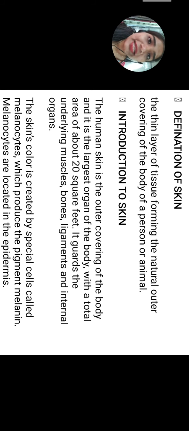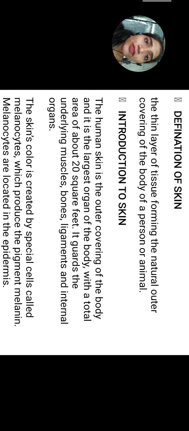Then we are going to learn something about melanin right now. So what is melanin? Melanin is the color pigment of the skin. Melanin is produced by the cells known as melanocytes. So these melanocytes are the cells that give the natural color to the skin. So the cause of pigmentation, the cause of over darkening of an area in the skin is caused by this melanin.